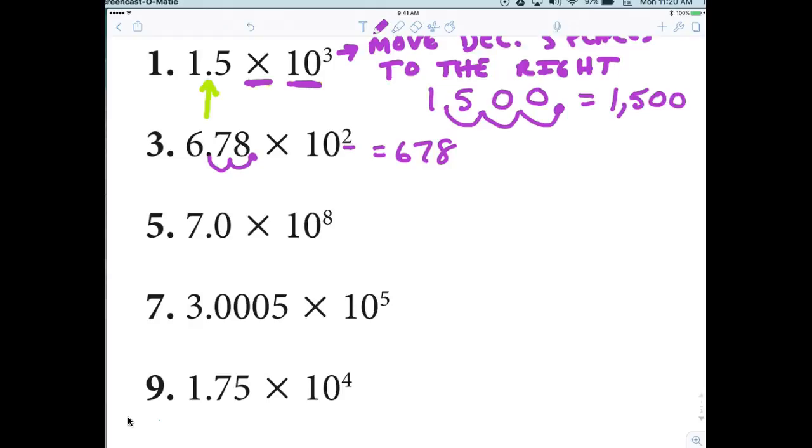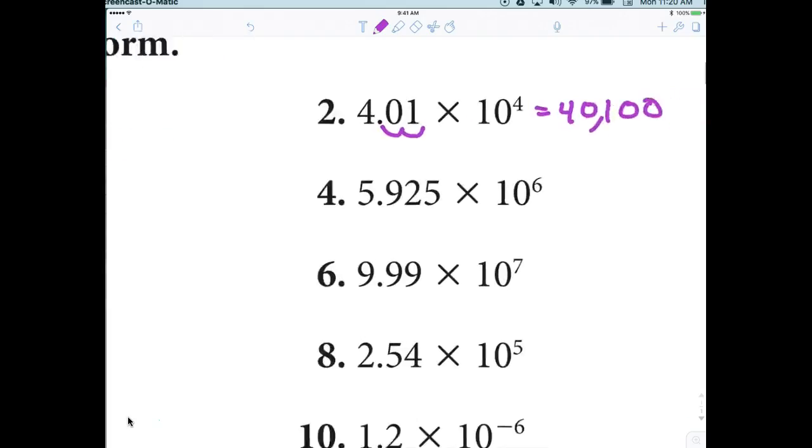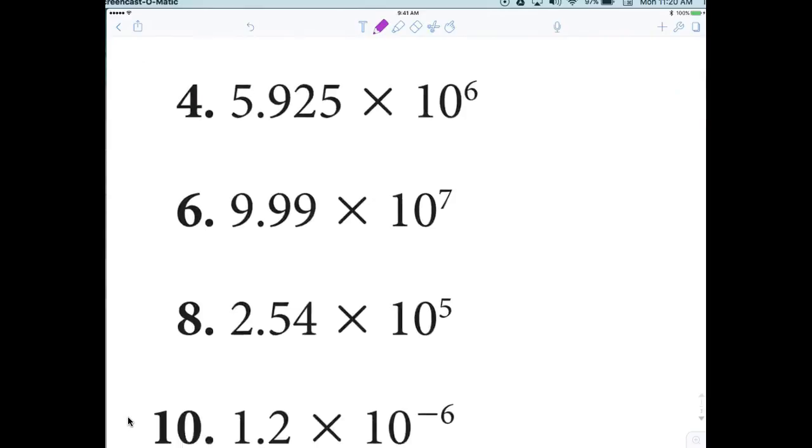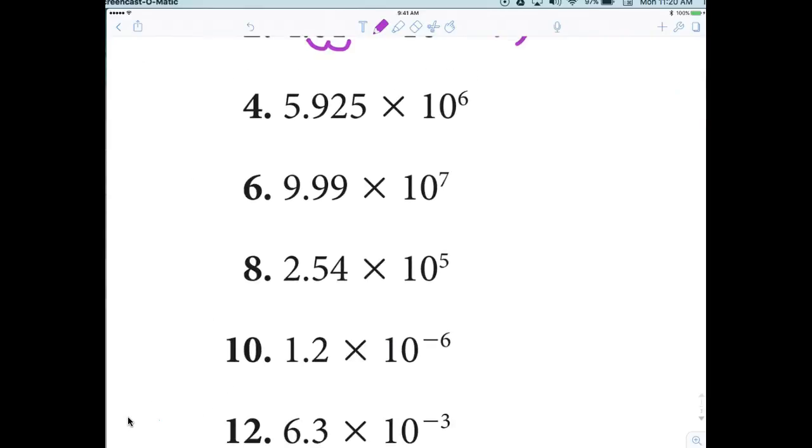78. All right, Abby, tell me about 4. How many places do I have to move the decimal? So how many zeros do I need? Is everybody happy with that? Matt, you good back there?